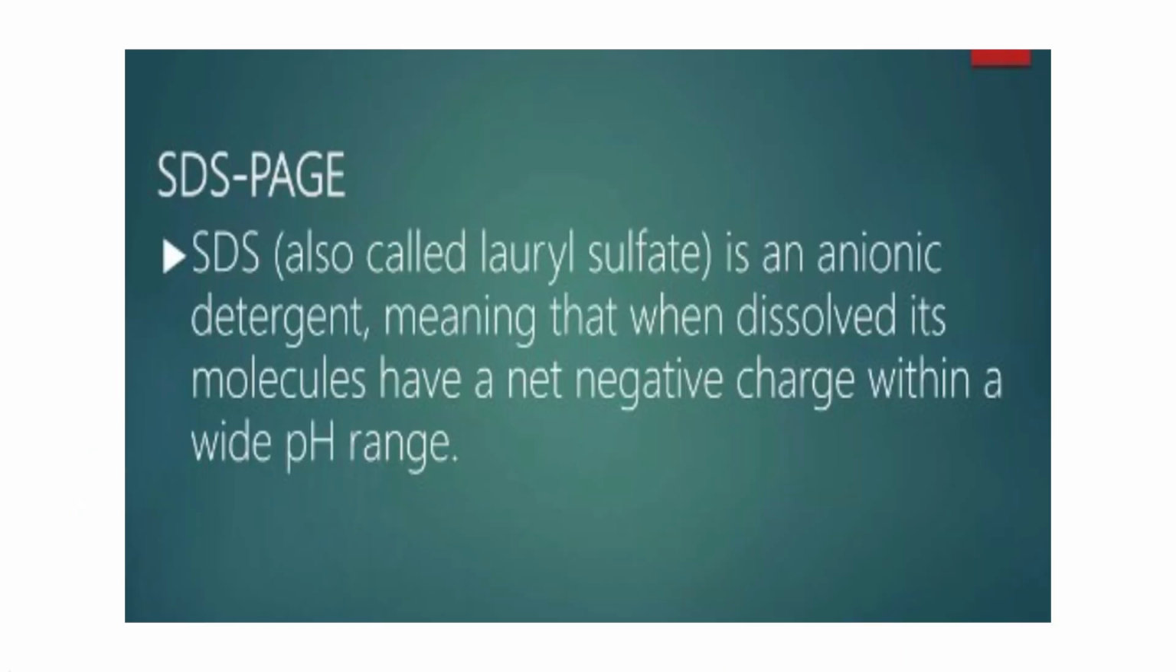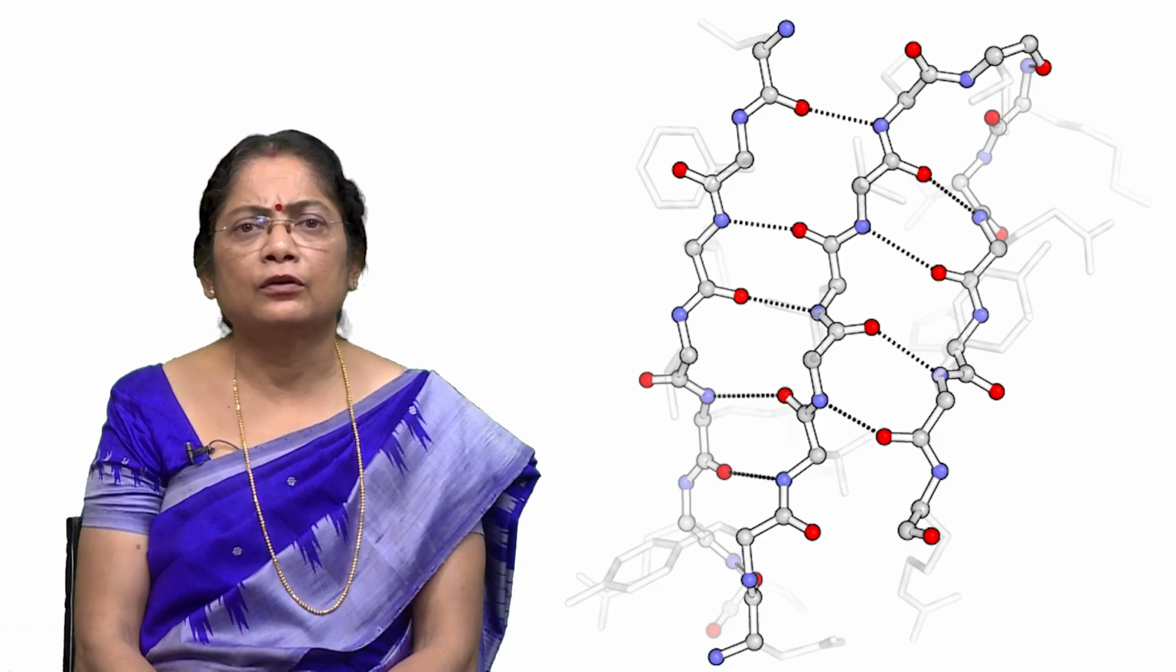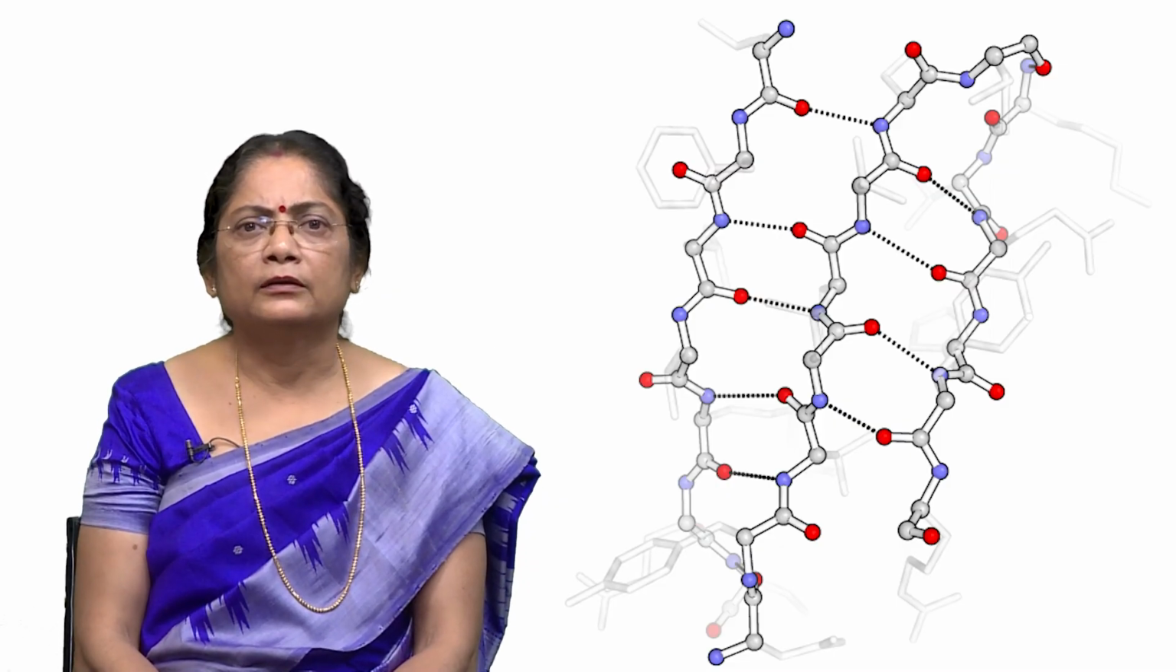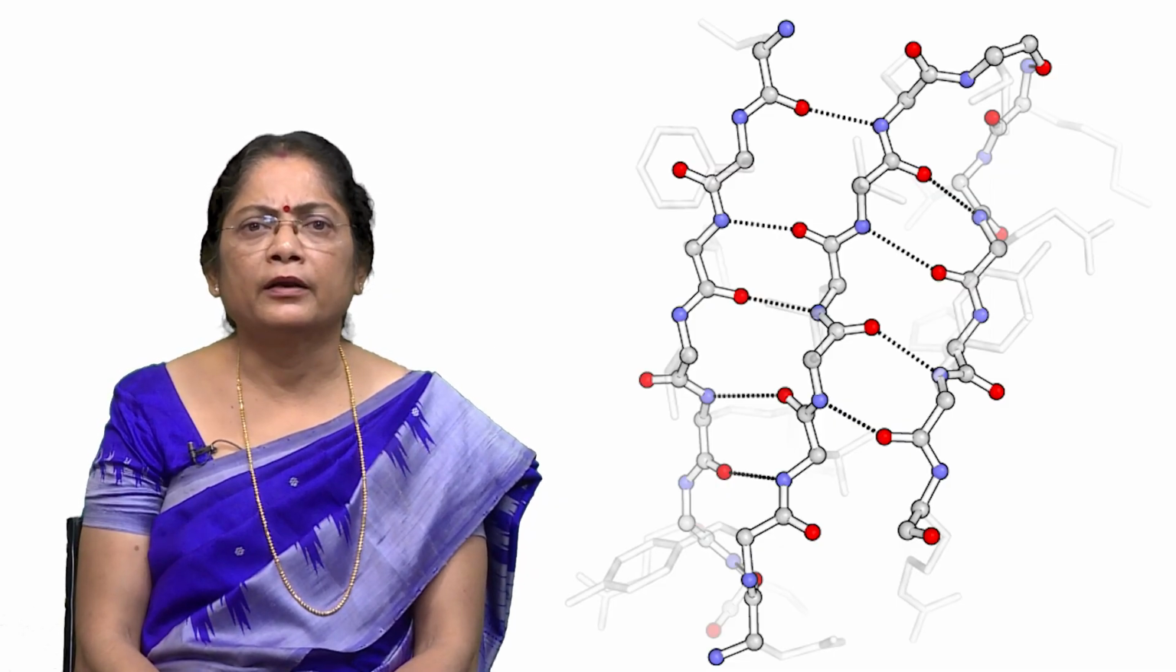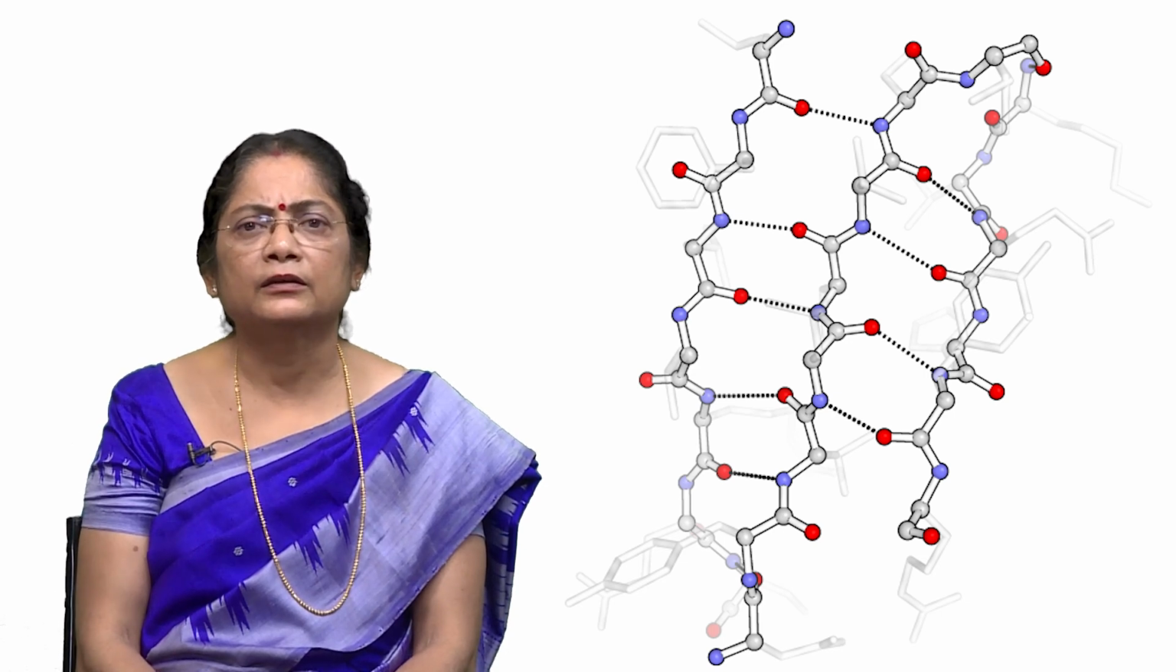Now, we were talking about SDS-PAGE. What is SDS-PAGE? SDS is sodium dodecyl sulphate. It is also called sodium lauryl sulphate. It is an anionic detergent. Why is it used in polyacrylamide gel electrophoresis? Because when the protein is dissolved with SDS, it dissolves its molecule and has a net negative charge within a wide pH range.